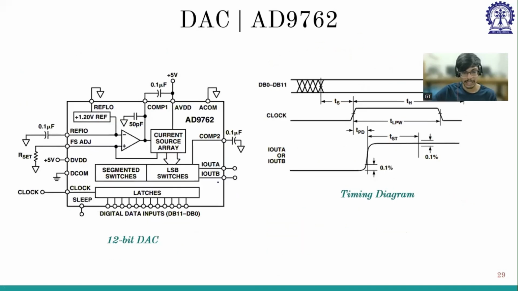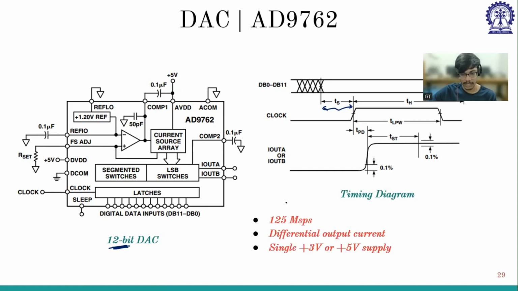So again, this is the 12-bit DAC that we have considered, and I'm not opening it. This is the time that it needs to convert the digital data into analog. It has a very high sampling rate, 125 megasamples per second. The output is again differential, and the supply is +3, +5. Again, this is given in the data sheet.